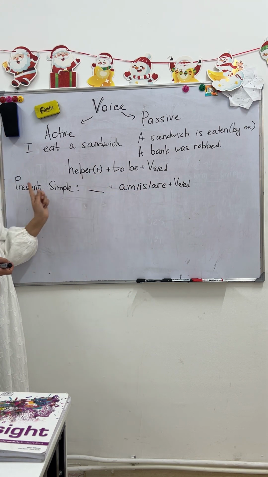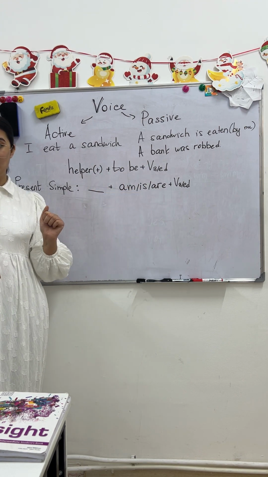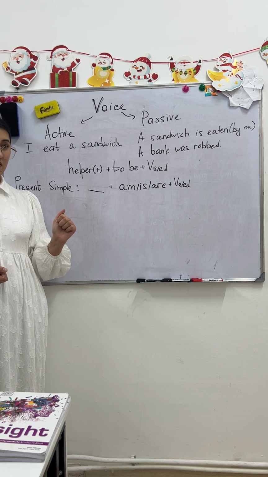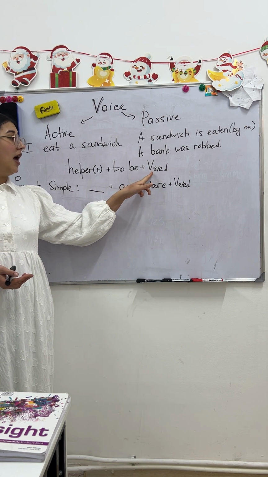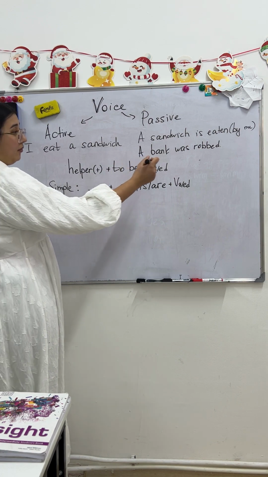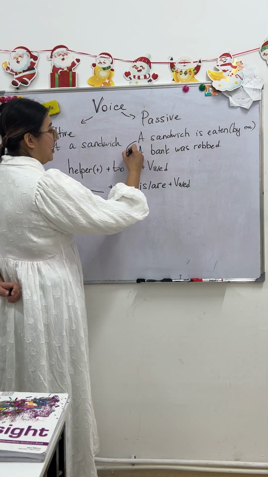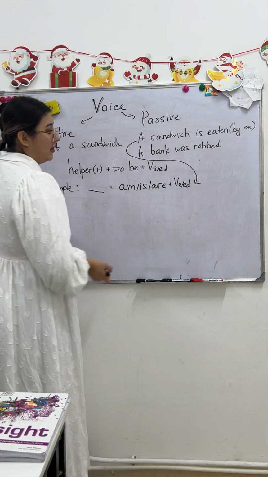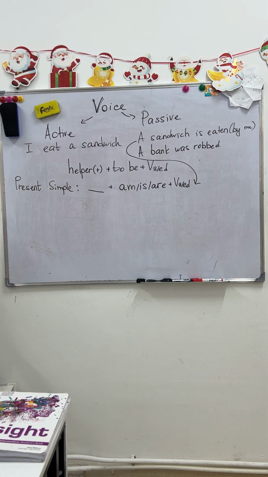For example, to be for present simple changes as am, is, are, right? I am, she is, he is. Add verb in the third form or ed. For example, here, a sandwich is eaten by me. I will not repeat the example, so you can just copy it from there.